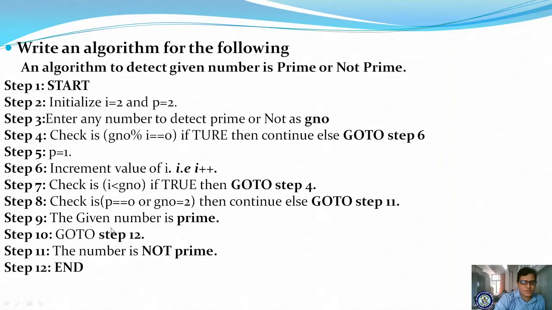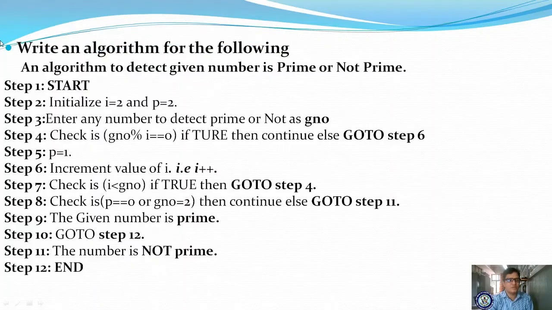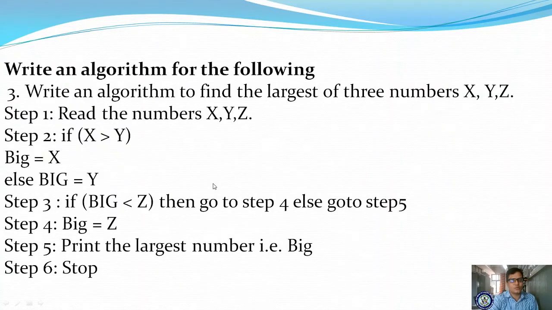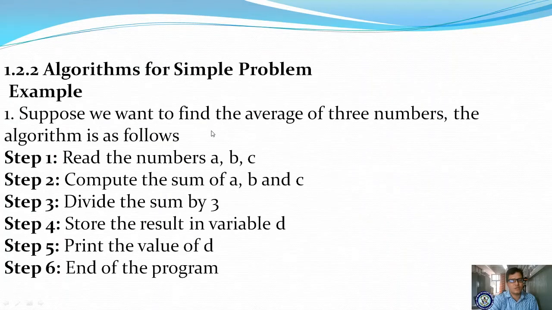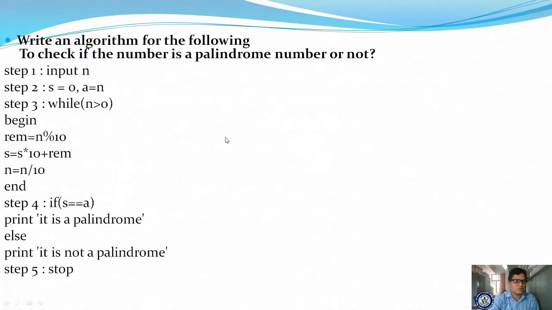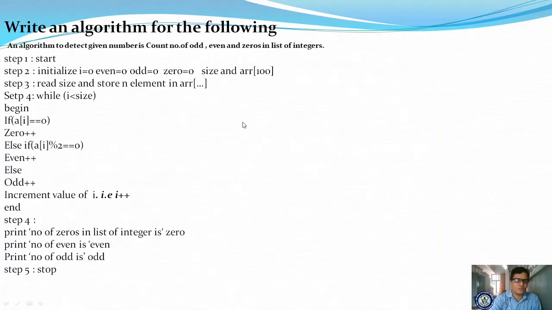After displaying the prime number, after step 10, it will directly go to step 12. In step 12, you are ending your program. So that is your algorithm, and another algorithm is there. It is all for your understanding purpose, but don't take it very seriously. You just take the definition of an algorithm and two programs: biggest among three numbers, average of three numbers, as well as factorial may be asked. Palindrome is also asked. You just go through some of these programs.